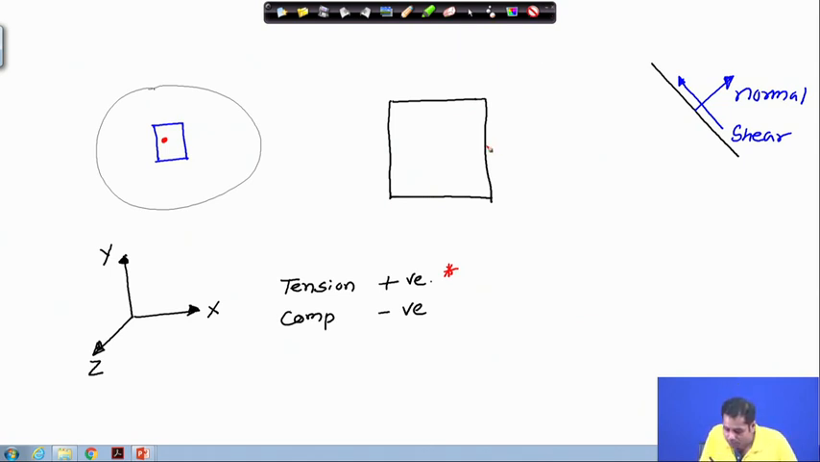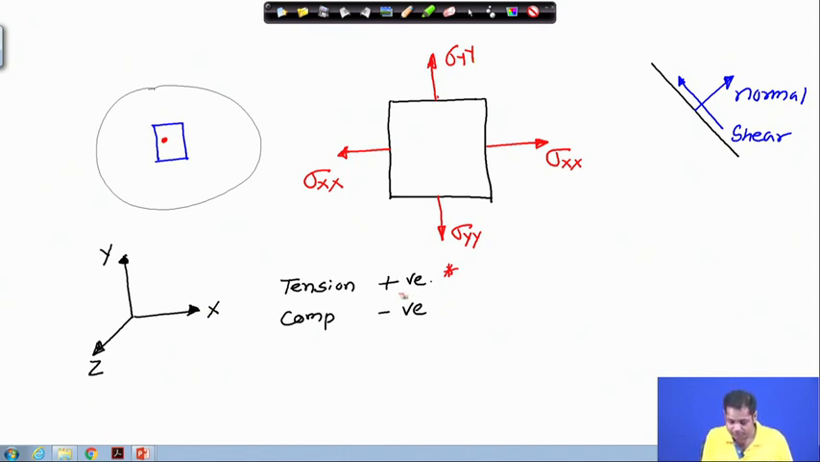So, on this surface we have a stress component, a normal stress component. Since this direction is the x direction, we call it sigma xx. What this double x means will come shortly. Then in this direction we have a normal stress, sigma y, and on this face also we have a normal stress sigma y. So, these are the normal stresses we have.